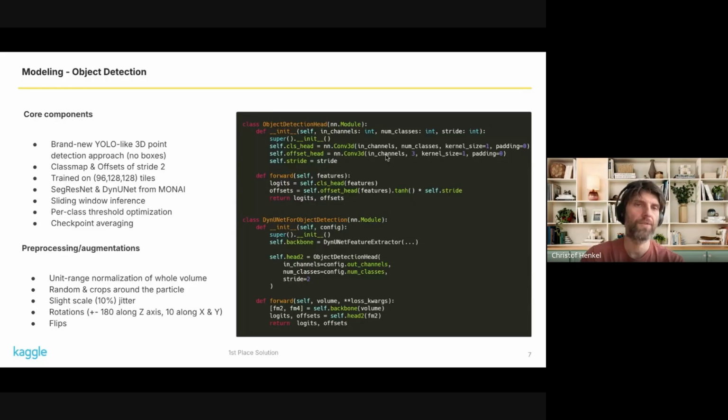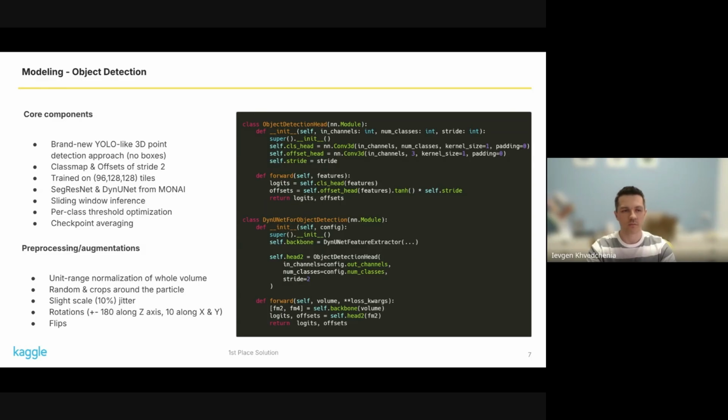Okay, let's go to the object detection part, which will be presented by Eugene. Thank you. So, as Christoph mentioned, we have two quite diverse approaches in our final solution. And I approached this challenge from the object detection standpoint, where I repurposed the YOLO-like approach from the classical bounding box detection to the task of detecting points in a 3D space.